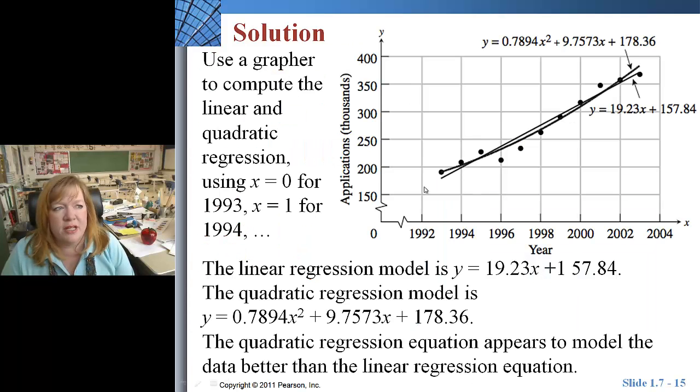And that's what they say as well. So here's the two models, linear regression and the quadratic regression. The quadratic regression appears to model the data a little bit better than the linear regression equation.